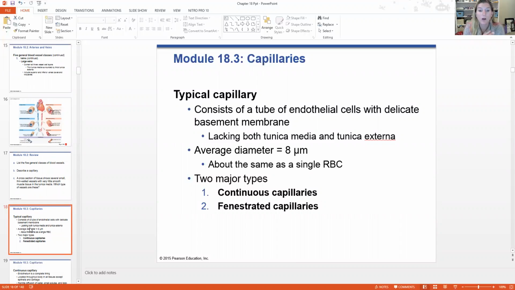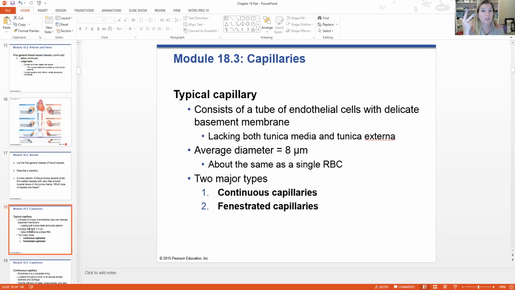So, typical capillaries. I mentioned before that not all capillaries are the same. A typical capillary has just a tube of endothelial cells. Picture a cell tube, one cell thick is all it is. Very delicate basement membrane, no tunica media, no tunica externa. So no muscular layer, no connective tissue layer. Very small. It's about the same diameter as a typical red blood cell, which is nice because those red blood cells stack up in the rouleau so they can squeeze through the capillaries, right?